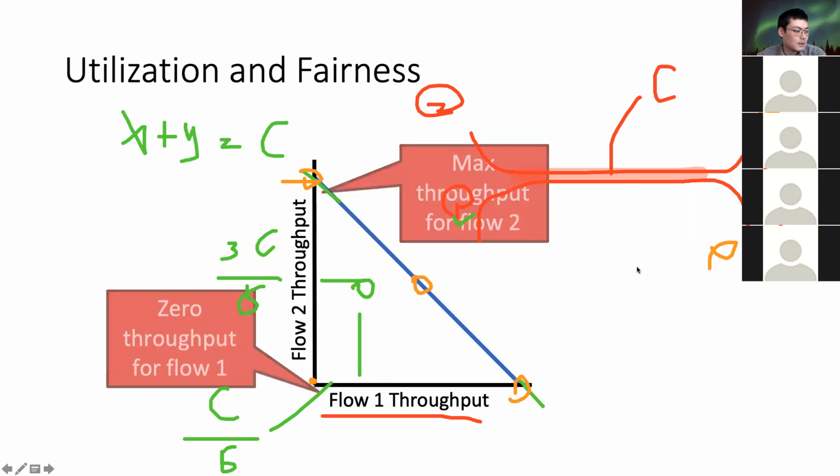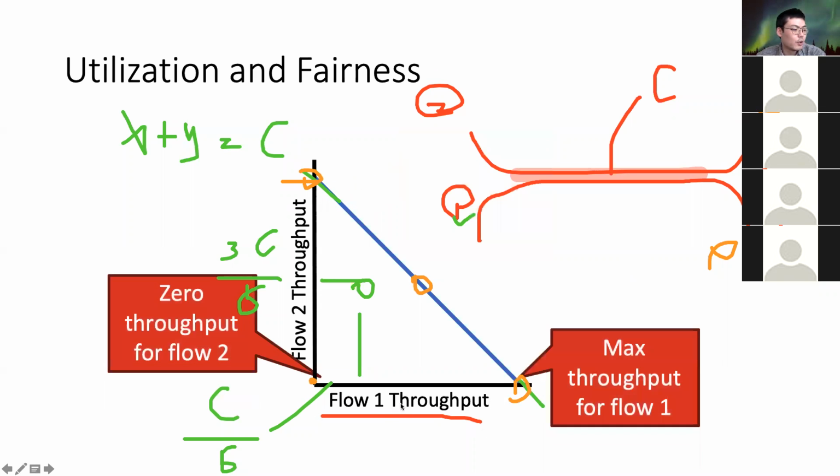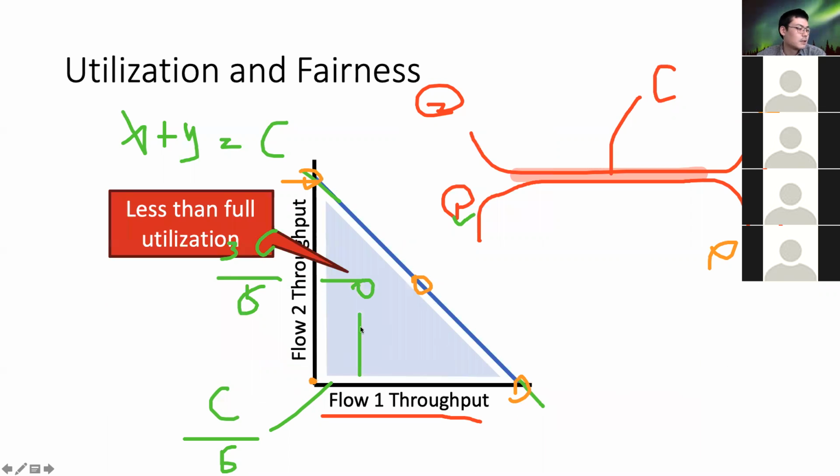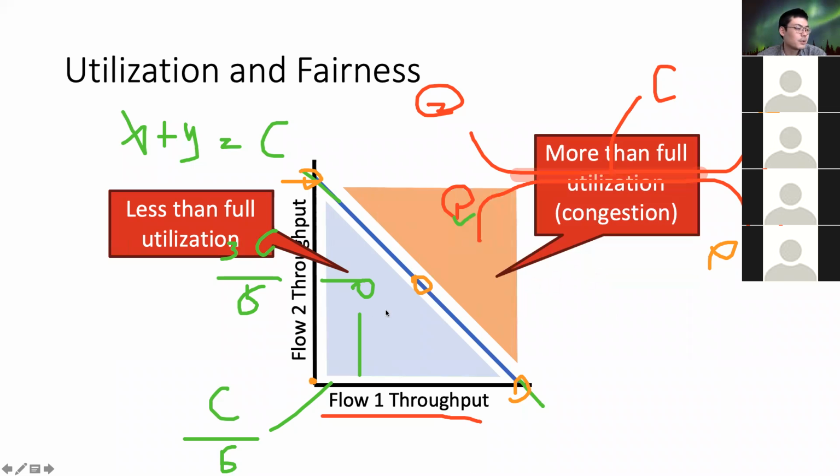So the flow 1 is using all the capacity, and flow 2 is not using any capacity, right? So there's a fairness problem. Right. So if you are on the left-hand side, the downwards triangle area, that means you're not fully utilizing the capacity, okay? But if you are on the orange triangle, right, above the line, that means you go beyond your capacity. X plus Y is larger than C, okay? Then congestion happens, okay? You will have packet loss.